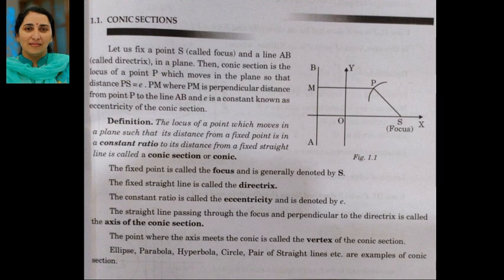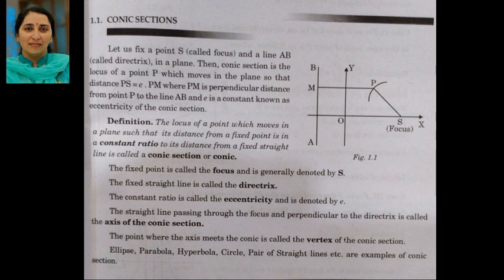In this figure, the point S is the fixed point and this is called focus. The fixed straight line is called directrix. This is represented by AB in this figure. The constant ratio is such that PS is equal to e times PM. Here e is the constant ratio. This is the ratio of PS and PM.